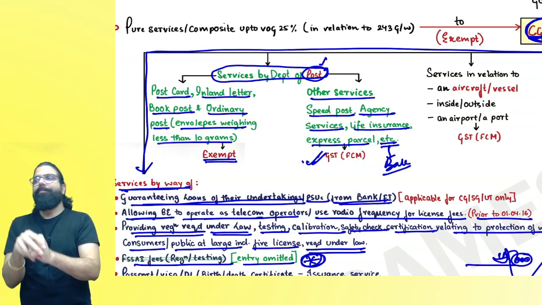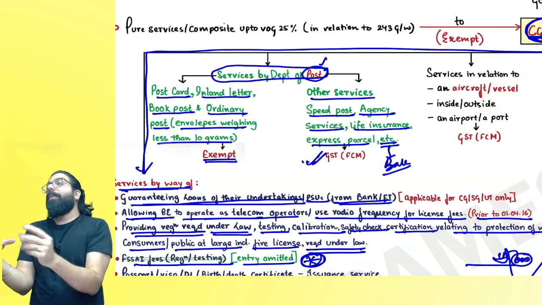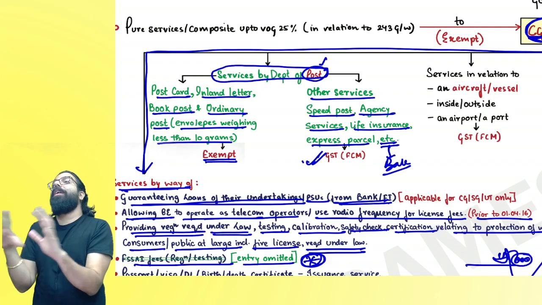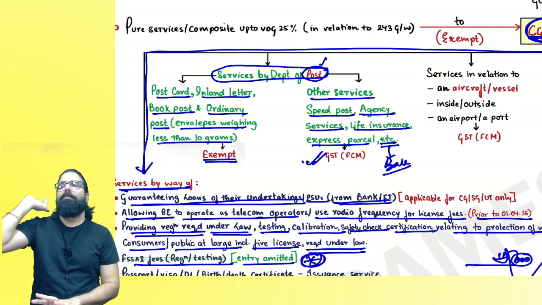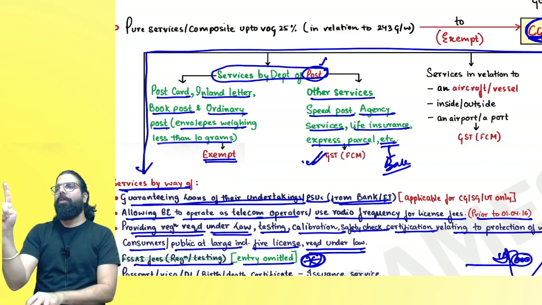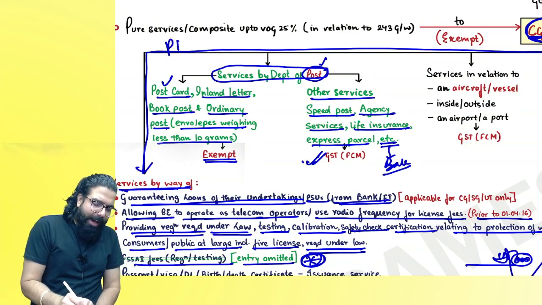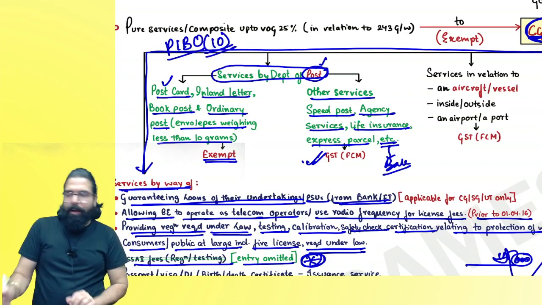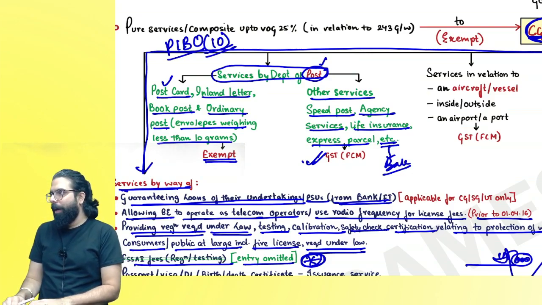Correct, everyone. Now, post office services are all under GST other than only 4. All services by forward charge other than only 4: postcard, inland letter, book post, ordinary post, which is up to how much? 10 gram. Are we clear, everyone? Can we go ahead? Yes, everyone.